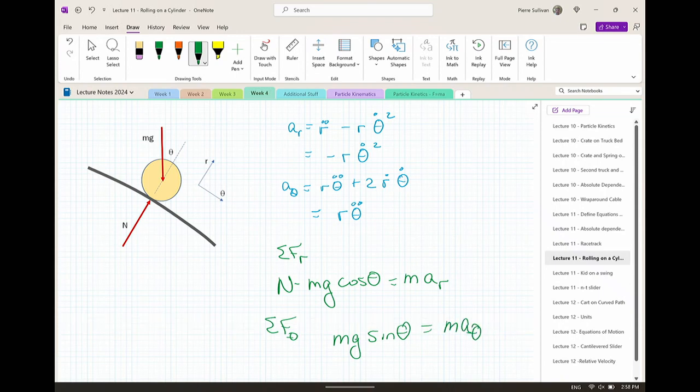So in this particular case, what you have is a normal force that's acting in the r direction, a component of weight which is acting in the r direction. You've done a lot of coordinate transforms at this point. And that's mass times acceleration in r, which is minus m r theta dot squared. Force in theta, mg sine theta, which equals m a_theta.